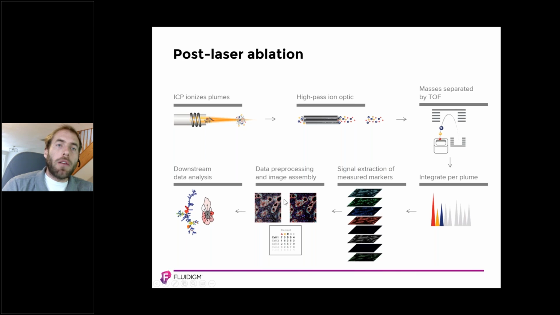From there, you will generally do some cell segmentation algorithms to pull out single cell data. And then from there, people will look at proximity, what cells are bordering the given cell. They'll do some dimensional reduction and other downstream data analysis to delve into their biology.